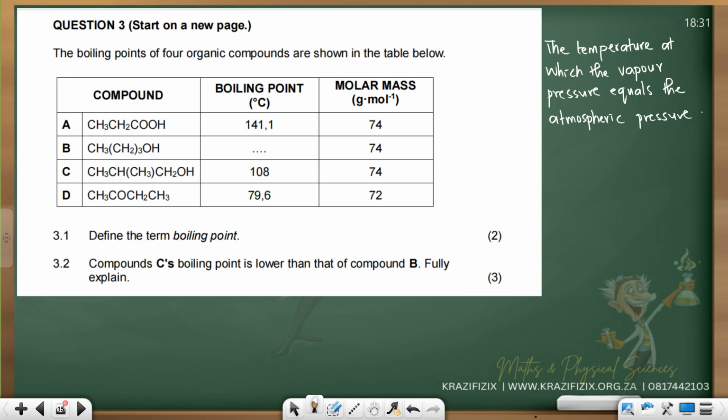Okay, let's draw B. CH3, now CH2. This was what you wanted to do, that I said don't do, because I don't know these examiners, they might say no. So just give them what they want. All right?